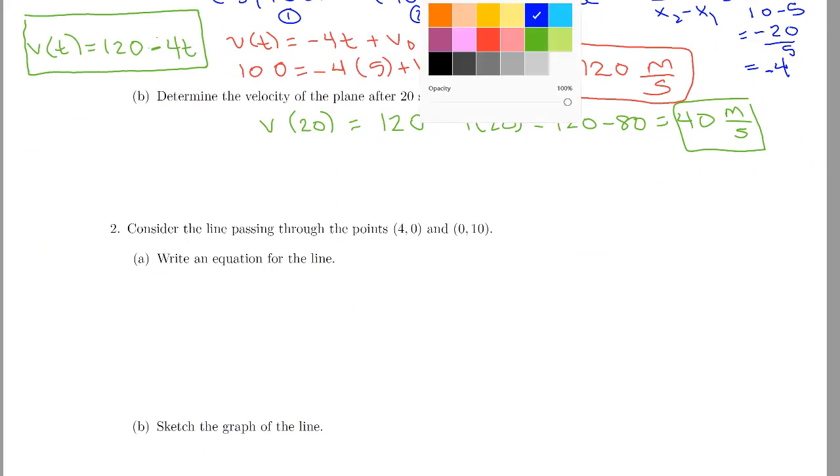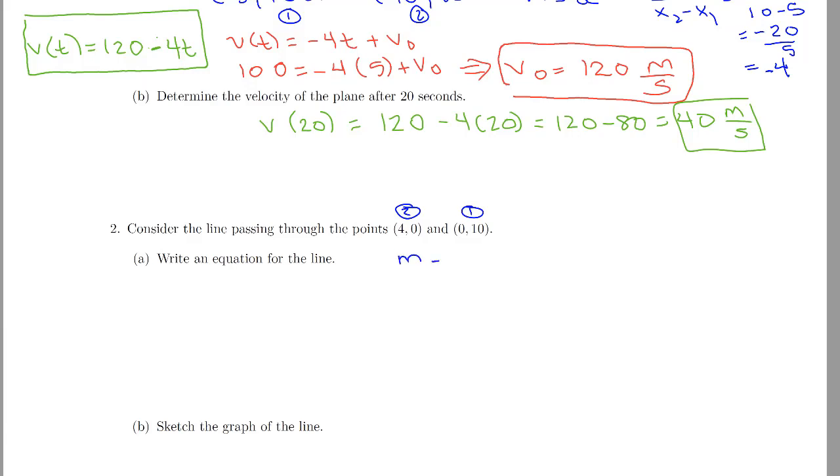Consider the line passing through the points 4, 0 and 0, 10. Write an equation for the line. Now, this one, we still have to find the slope. First thing I need to find is my slope, which is y2 minus y1 over x2 minus x1. And y2 now is the first one, 0, minus y1, which is 10, divided by x2, which is 4, minus x1, which is 0. I get negative 10 over 4, which equals negative 5/2.